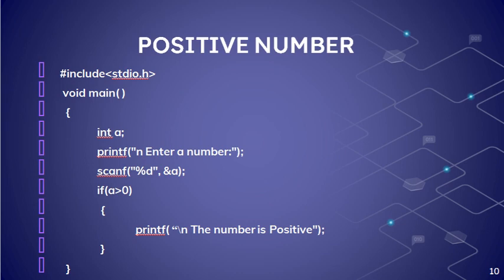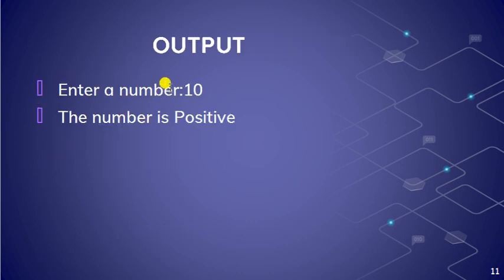Then we can check the output. Here the output will be: "enter a number" will be displayed on the screen. Then we enter 10, then it will print "the number is positive". So that is the output of the if statement. If we enter -9 here, then nothing will be printed. That is the difference.